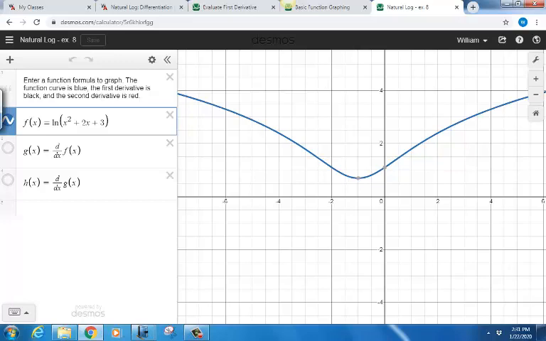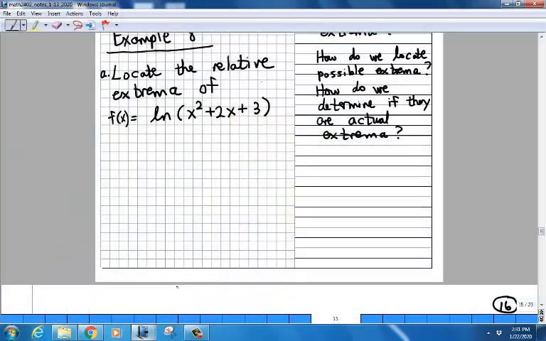Okay. All right. So, well, here we go. We're going to try to find the critical values. That's the x values where the local maxima or the local minima or relative maxima can occur. We're going to find those by taking the derivative and setting it equal to zero. All right, so can we find the derivative of natural log of x squared plus 2x plus 3? Ooh, I hope so. All right, so how do we find that derivative?